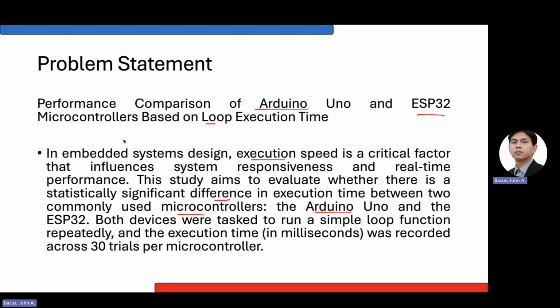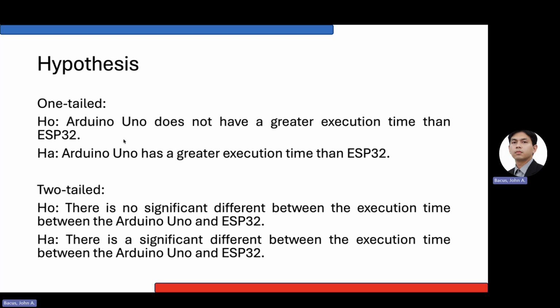So, for a one-tailed hypothesis, which one has a higher or greater execution time than the other? We can say the null is that Arduino Uno does not have a greater execution time than ESP32, and we can phrase it the way you want it. The alternative is Arduino Uno has a greater execution time than ESP32. So the execution time is higher.